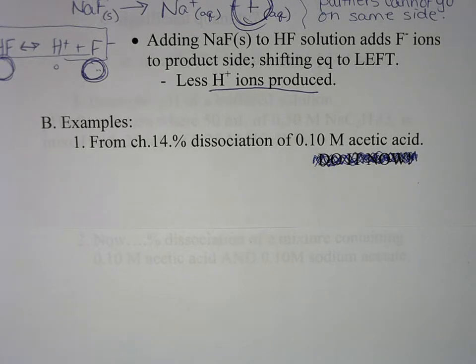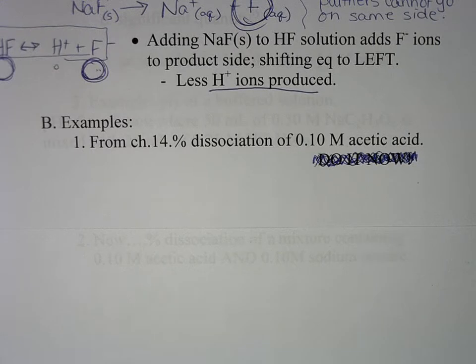From chapter 14, you guys went through and you calculated the percent dissociation of weak acids. You had Ka values, you did the ICE table, you solved for X, and X was the concentration of hydrogen, and then you negative log it and you find the pH. What do you do to find the percent dissociation after you go through and you solve for X? And that's the concentration of hydrogen ions. What do you do with that number? Divide it by the initial concentration, right? Which in this case is your 0.10 molar. And then you figure out the percent.